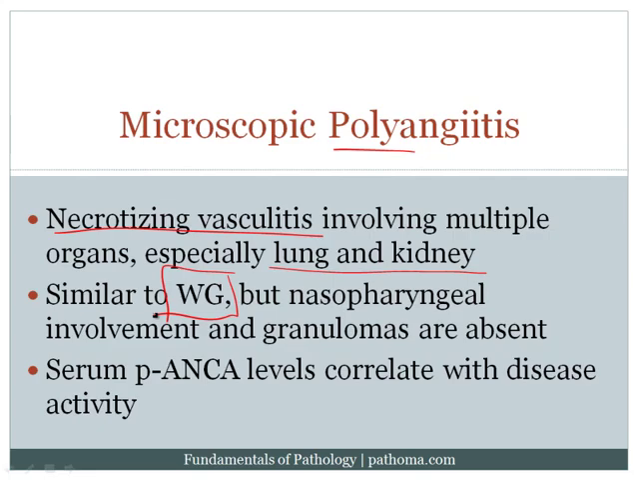In Wegener granulomatosis, you would expect to see granulomas. In this disease, you will not see that. Finally, in Wegener's granulomatosis, you would see a C-ANCA. However, in this disease, you are going to see a P-ANCA. So those are some important distinctions.